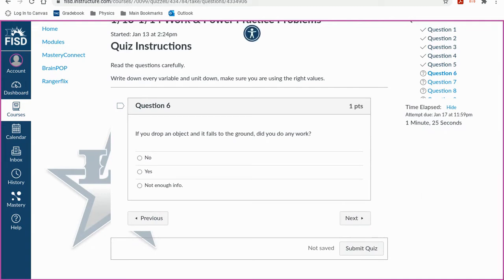If you drop an object and it falls to the ground, did you do any work, meaning you personally? The answer to that is no, because you didn't apply any force for it to fall.